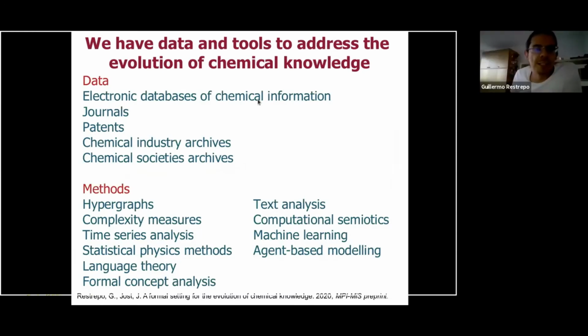Okay, what I was mentioning was that we have the chemical knowledge, the material, the social, and the semiotic system. But that's something like a dream, very abstract. Now we're going to talk about the reality, some results that we have obtained. There are data: electronic databases of chemical information, journals, patents, archives from industry and different societies. We have different methods.